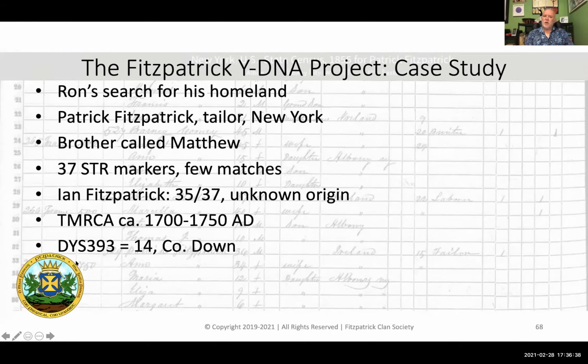What I noticed about Ron, though, is he had that signature I was talking about earlier, which many Fitzpatricks in County Down have. DYS 393 equals 14, which is what I am as well. And so I remember saying to Ron and Ian, I think you guys might be from County Down, because that marker is pretty unique. And so that's where we started to look. And so we started to look for Patrick Fitzpatricks in County Down, which is like the most stupid thing you could ever try to do, because there's just too many of them. So we gave up on that idea. That was a stupid idea.